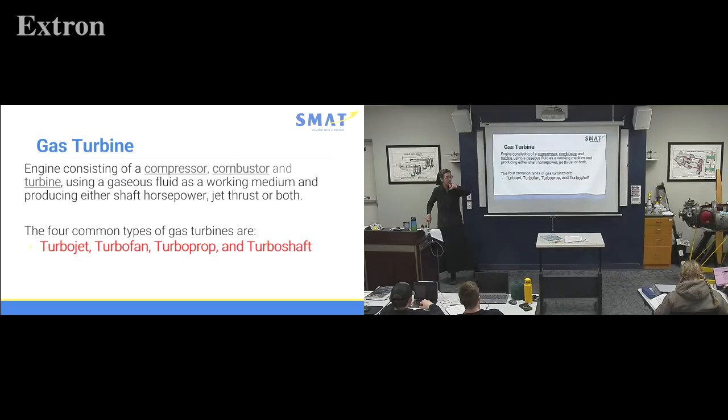So, which one of these do you think is on the Bell 206 helicopter? Turboshaft. Excellent. Which one of these do you think is on the King Air? Turboprop. Which one of these do you think is on the Beach Jet? Raise your hand if you think it's a turbojet. Raise your hand if you think it's a turbofan. I'm not going to answer. We're going to talk about it when we get to it. I'll let you ruminate on that.